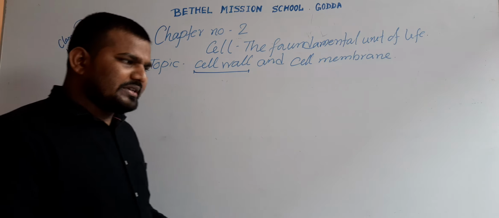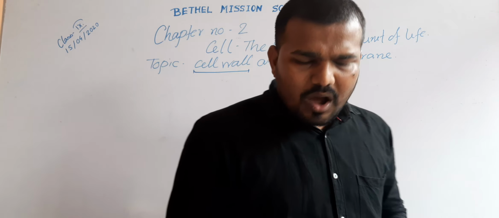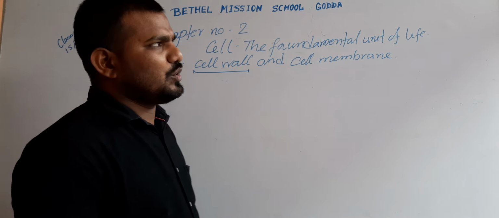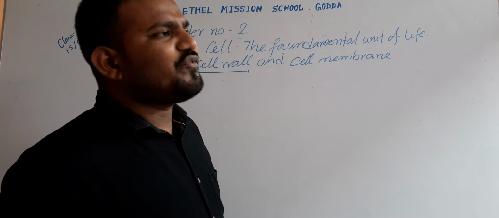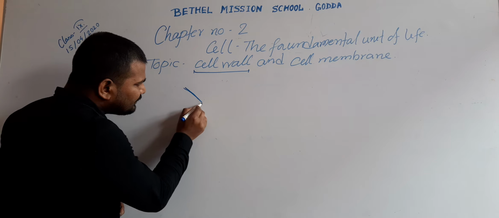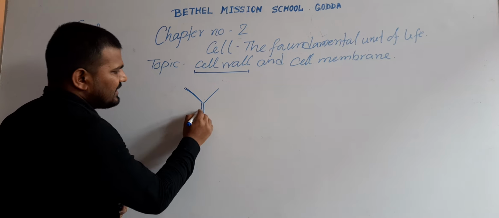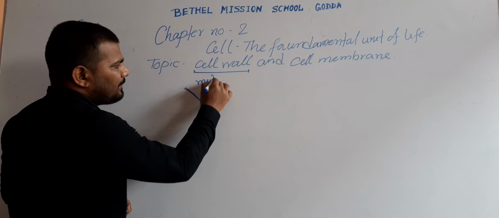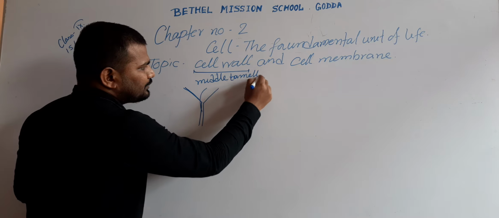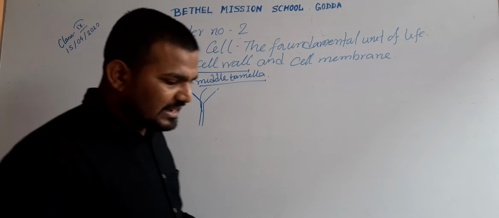Now we are going to discuss the structure of cell wall. When we observe the cell wall under the general microscope or the light microscope, we can find that between two cell walls one thin gap or layer is present, that is known as the middle lamella. So in the general structure of cell wall we can find the middle lamella.